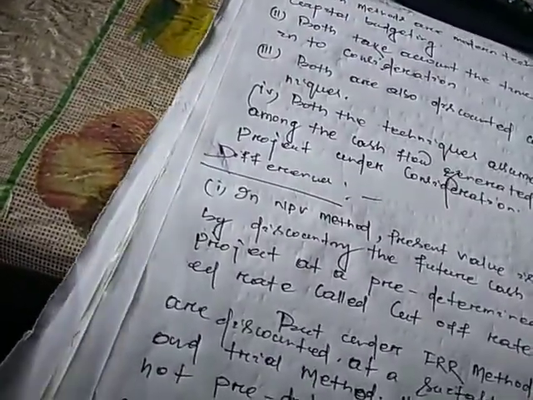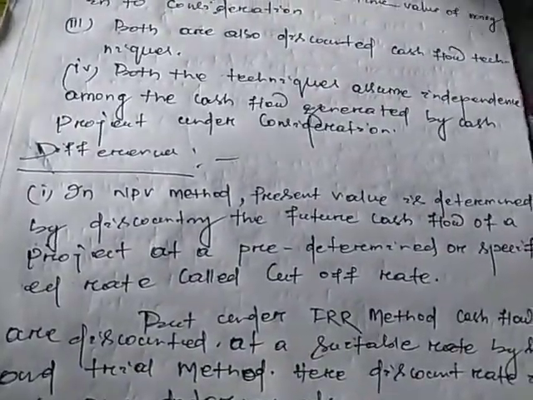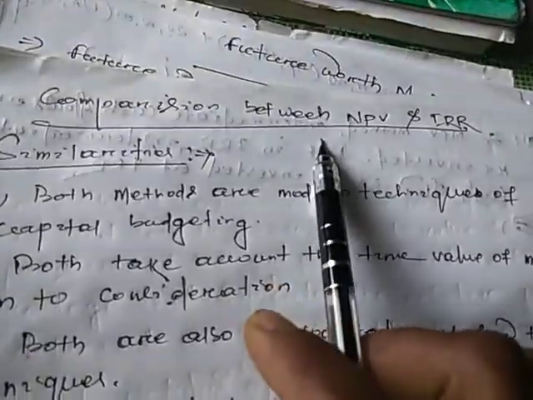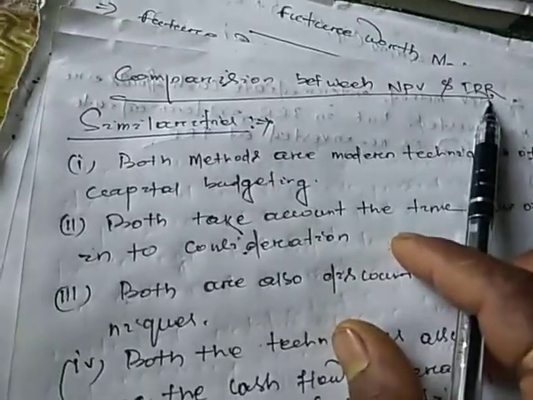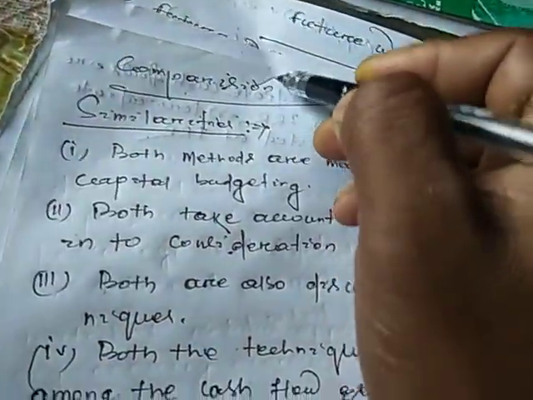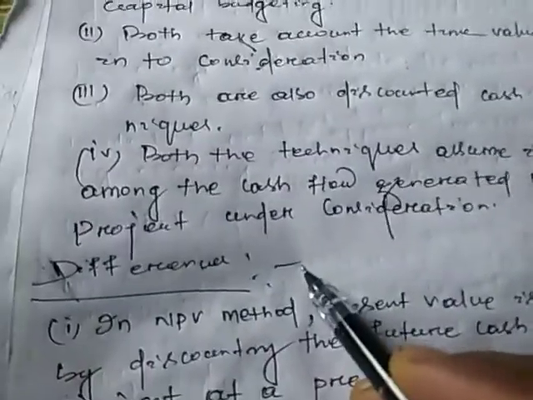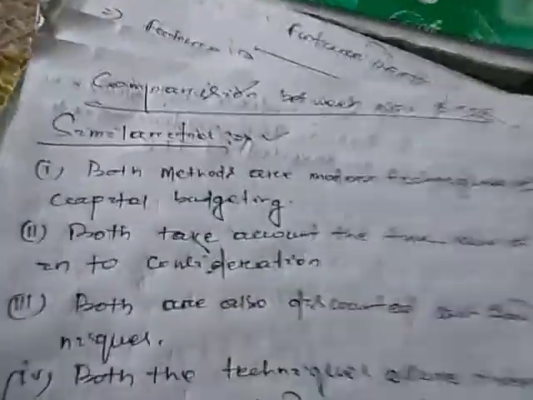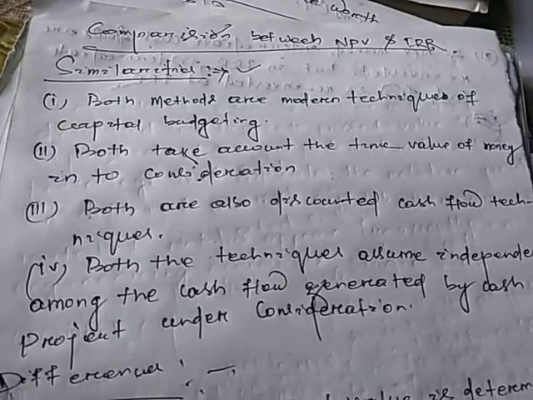Then another important thing we have to see here, and most of the time we get this type of valuable question in your exam, that is the comparison between NPV and IRR, net present value and internal rate of return. Comparison means it depends upon similarities as well as dissimilarities, otherwise known as differences. So what are the similarities between the NPV method and the IRR method?